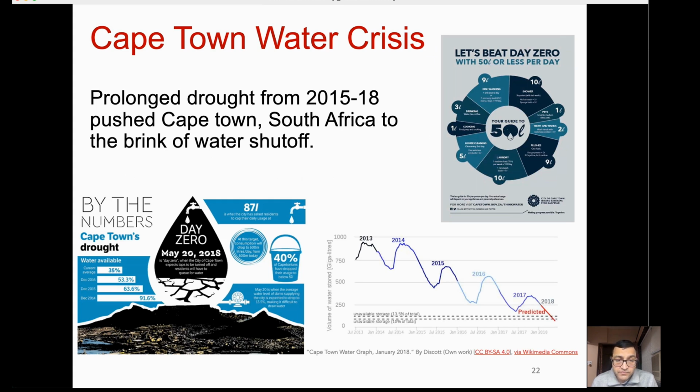And there was a massive effort across the city, across the population, to lower their water usage and make their water consumption more efficient. As you can see from these schematics, to beat Day Zero, the target was 50 liters or less per day per person, with recommendations on how to divvy up that 50-liter quota. By these efforts, Cape Town was able to push off Day Zero into 2019 and beyond, and by that time the levels in the storage water did recover, and the situation was averted.